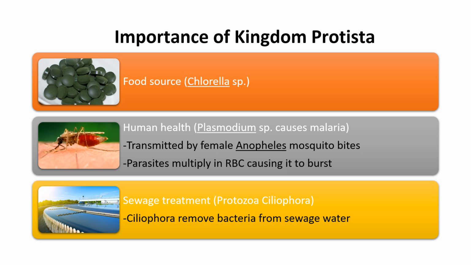And some Protista are also used for sewage treatment, especially from the phylum Ciliophora. Protista Ciliophora is used to remove bacteria from sewage water. Sewage means water that is contaminated by feces and urine, meaning that it comes from our toilet.